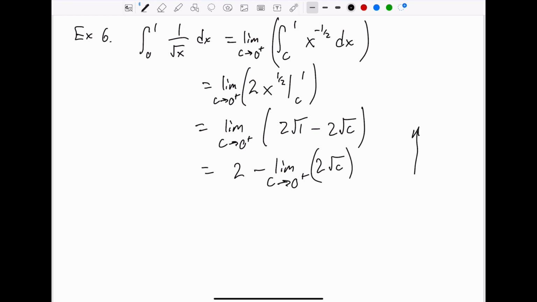Let's look at the square root function. The square root function looks something like this. If this is the c-axis, that is the square root of c. So as c approaches 0, square root of c also approaches a y value of 0. So this limit goes to 0. And our final answer here is simply 2.